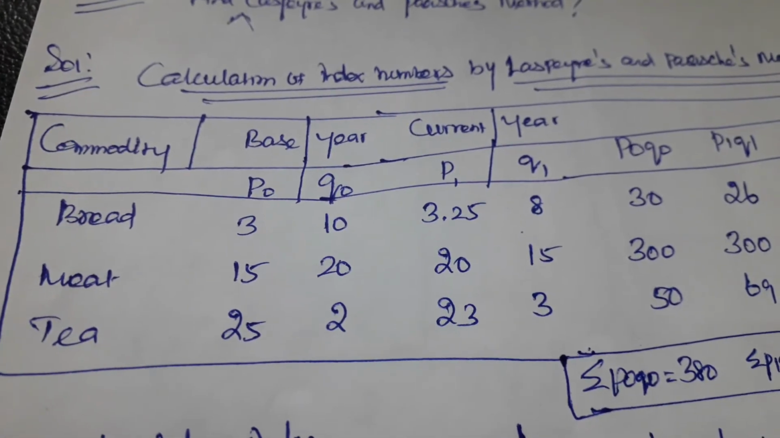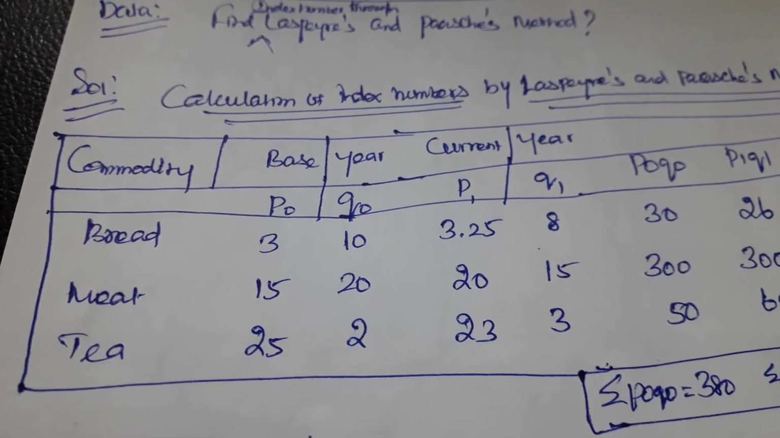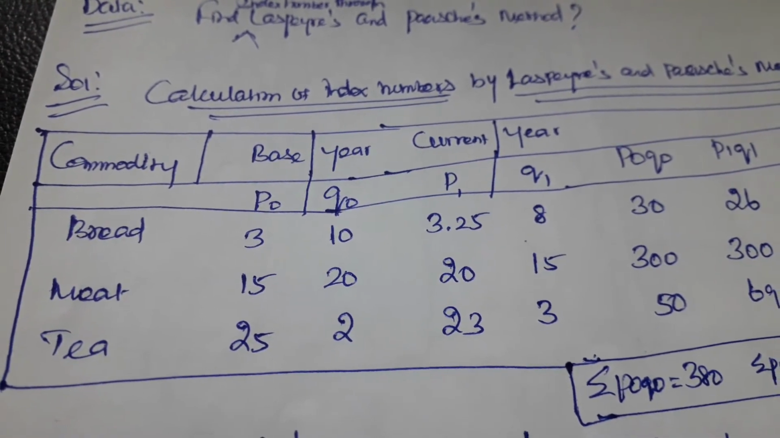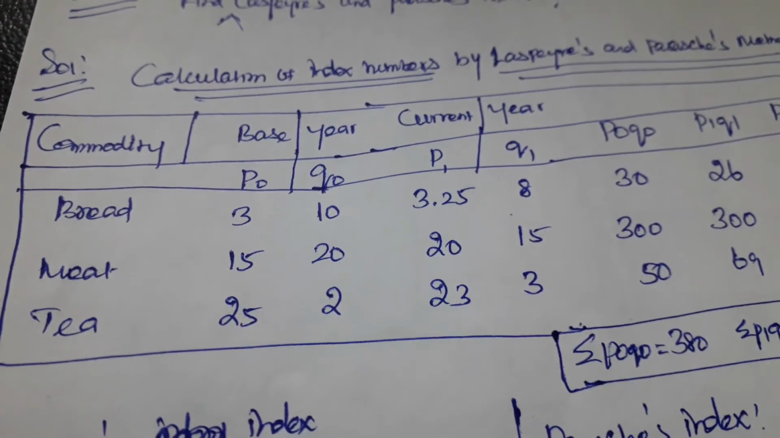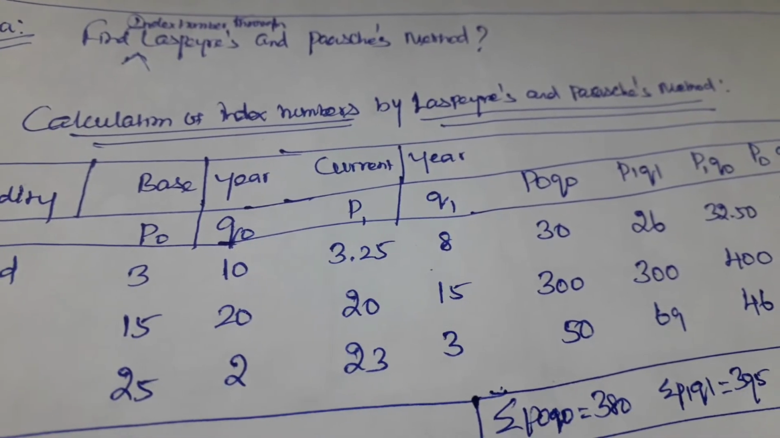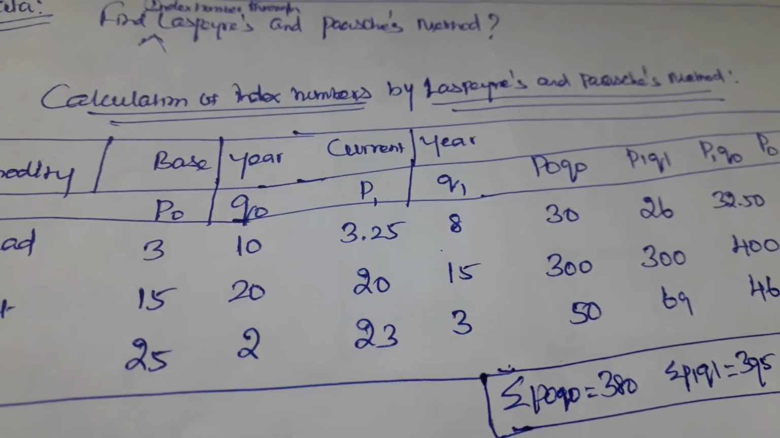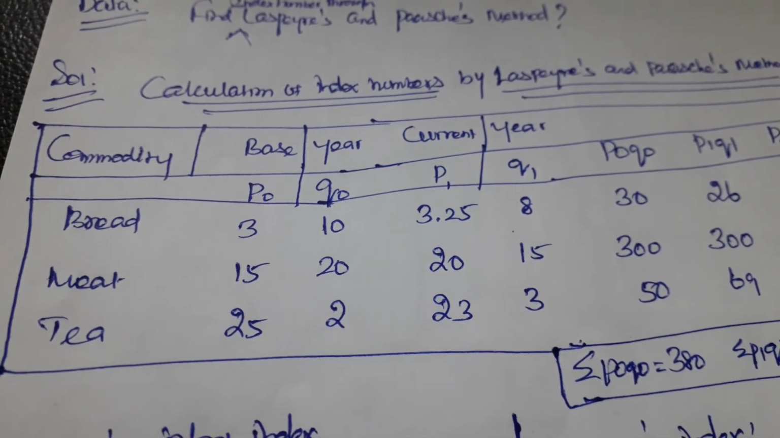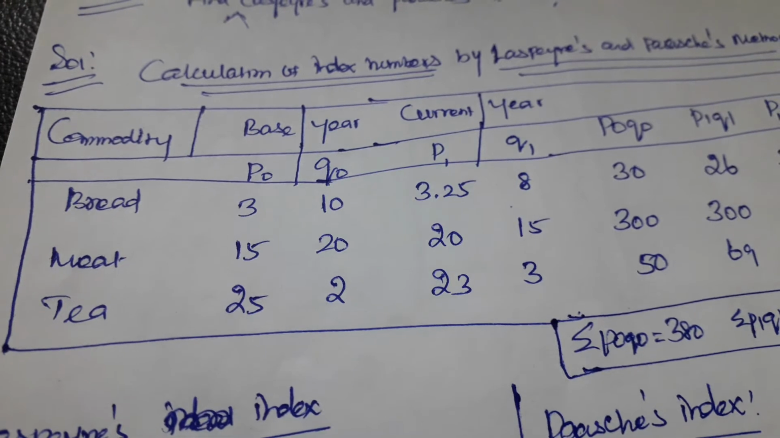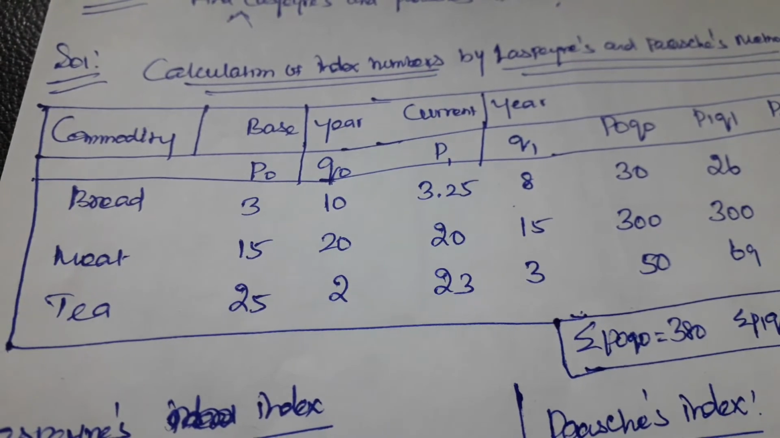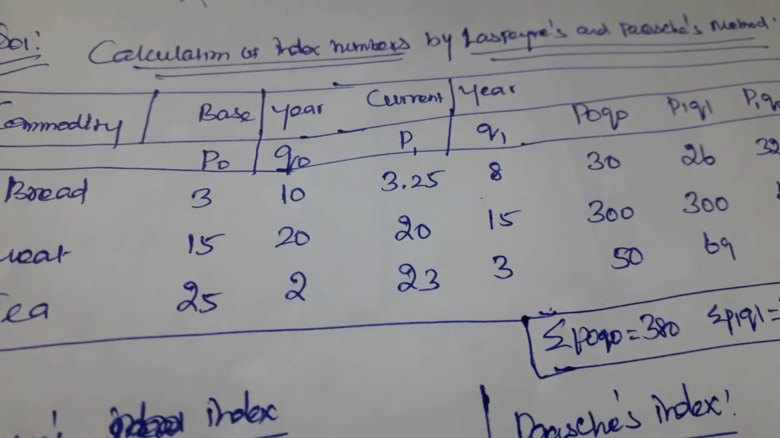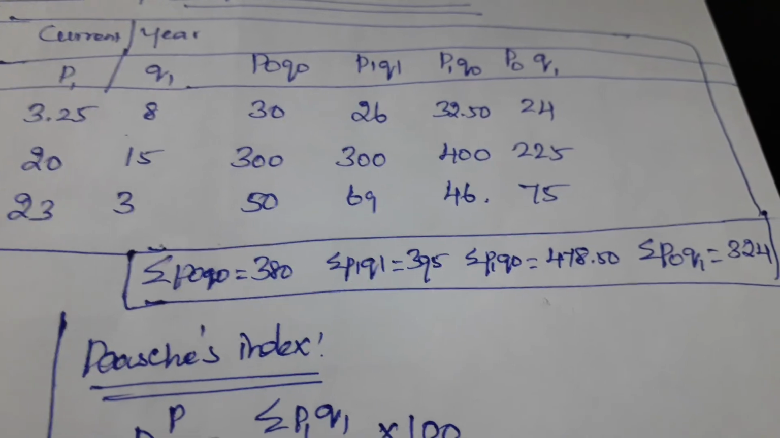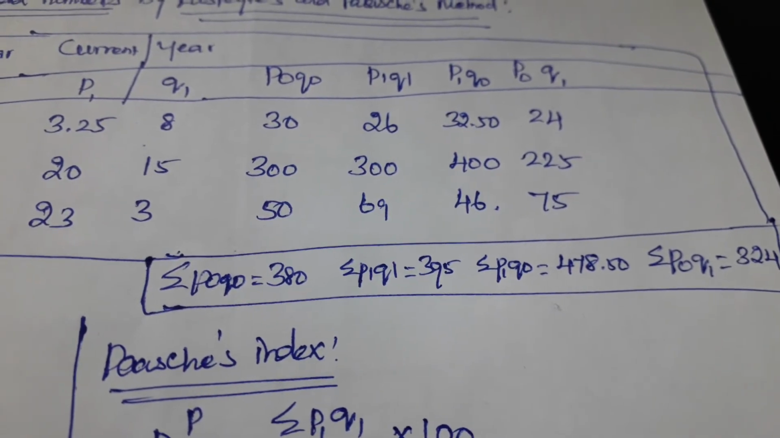The data is given here as the commodity, and the base year and the current year price and quantity are given, through which we need to calculate the index number. The title would be calculation of index numbers by the Laspeyres and the Paasche method. We have copied from the problem the commodity, base year and current year price and quantity. We need to make separate columns for P0Q0, P1Q1, P1Q0 and P0Q1.